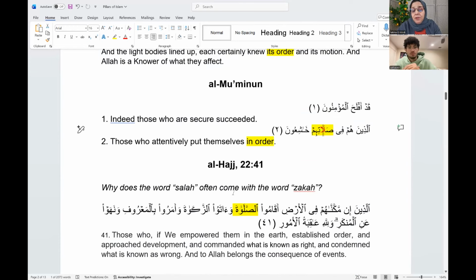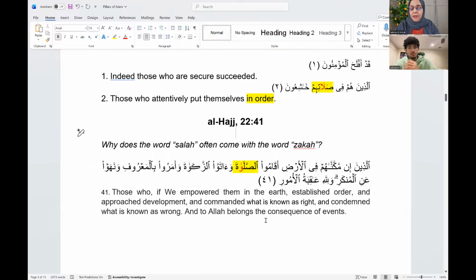And I will get to the word Salah with waw, and then tell you what's the difference between them. And that's why when you start to dig into researching the Quran linguistically, you need to see what was written, what is the root word, what it means, and the context of the ayah. You have to look at all of those points. So in Surah Al-Hajj, it says, الَّذِينَ إِن مَكَّنَّاهُمْ فِي الْأَرْضِ. Those who, if we empowered them in the earth, أقاموا الصلاة, established order.